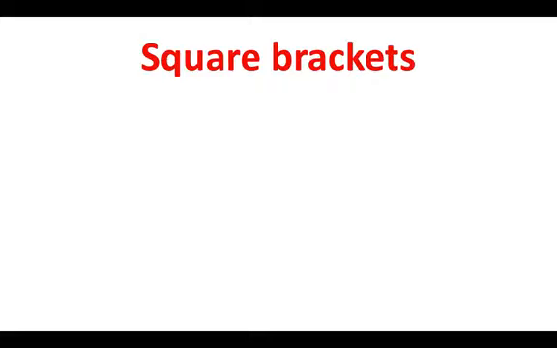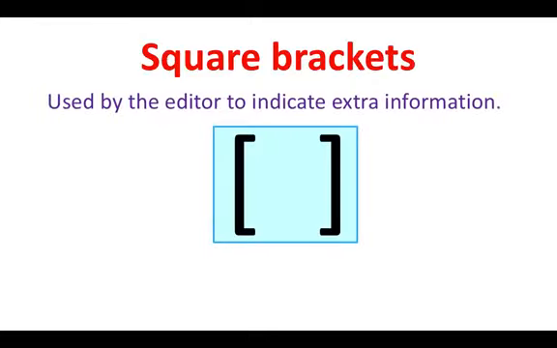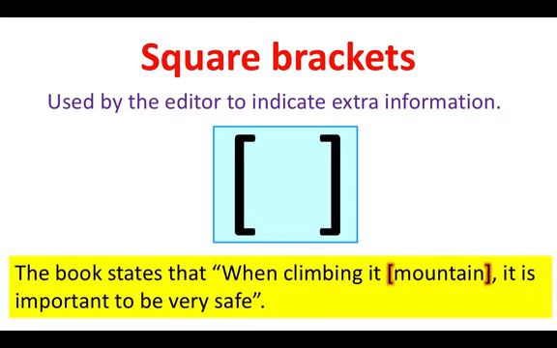Square brackets. Square brackets are used by the editor to indicate extra information. For example, the book states that when climbing it [mountain], it is important to be very safe.